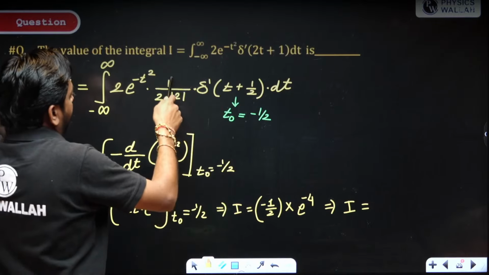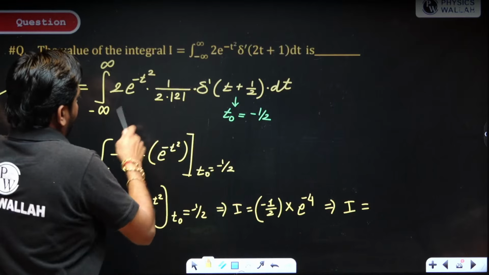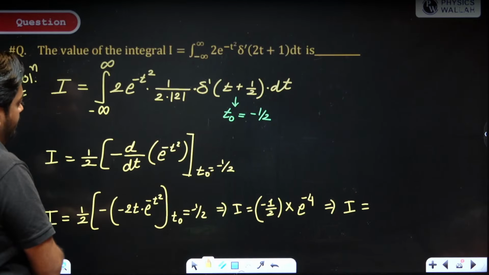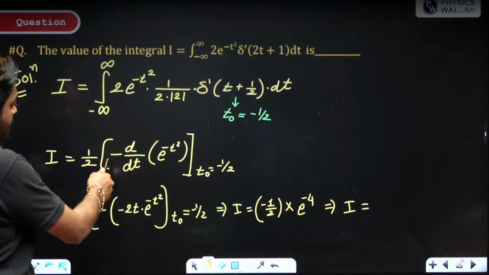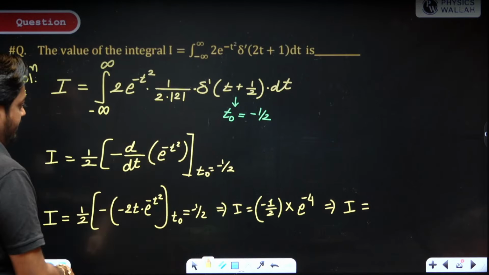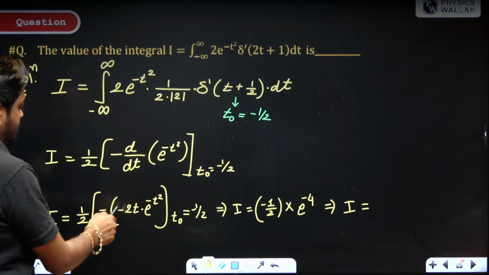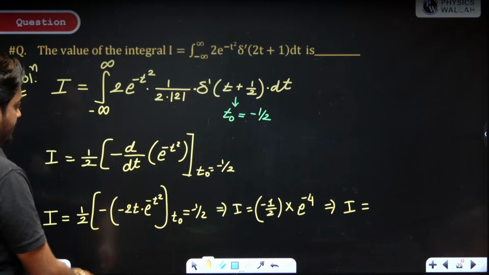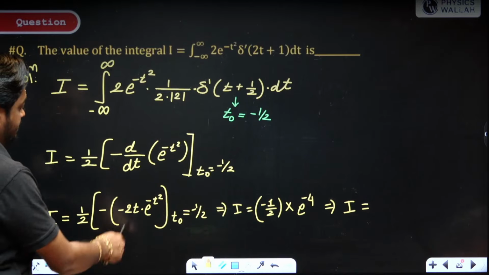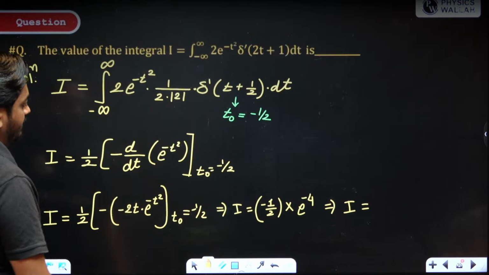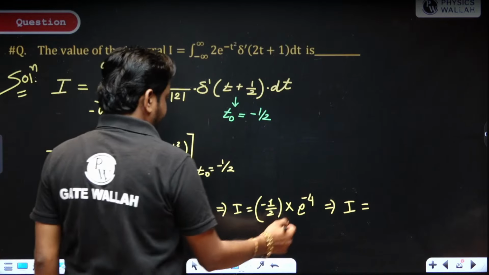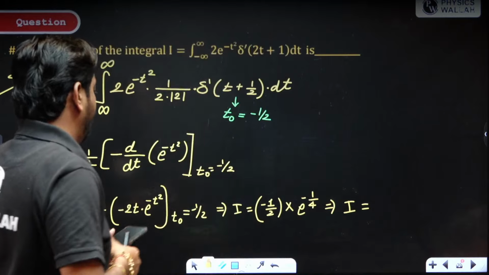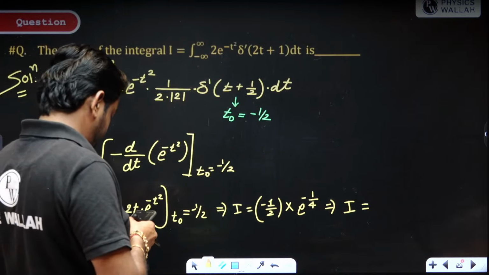The property is 1 by 2 into mod 2, 2 gets cancelled out, 2 gets cancelled out. So 1 by 2, now differentiation: e power minus t square, and differentiation is minus 2t, so minus 2t e power minus t square. 2 gets cancelled out, minus minus plus, so t equal to minus 1 by 2, guys. So this is minus 1 by 2 and this is e to the power minus 1 by 4, guys.